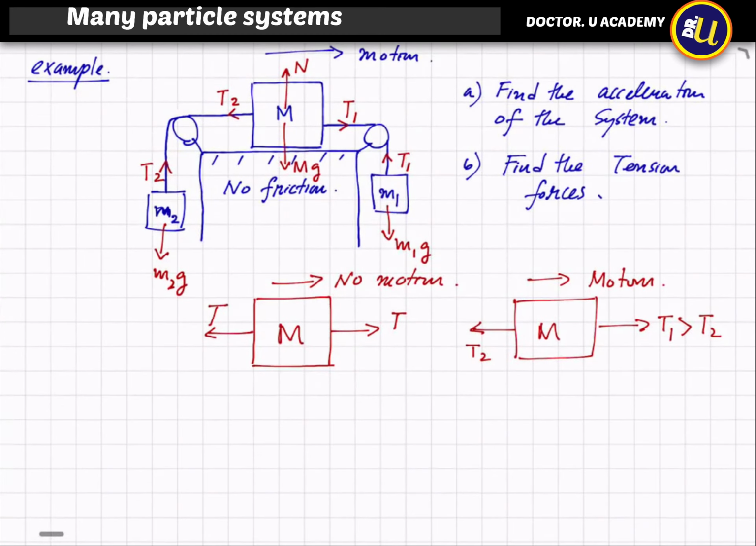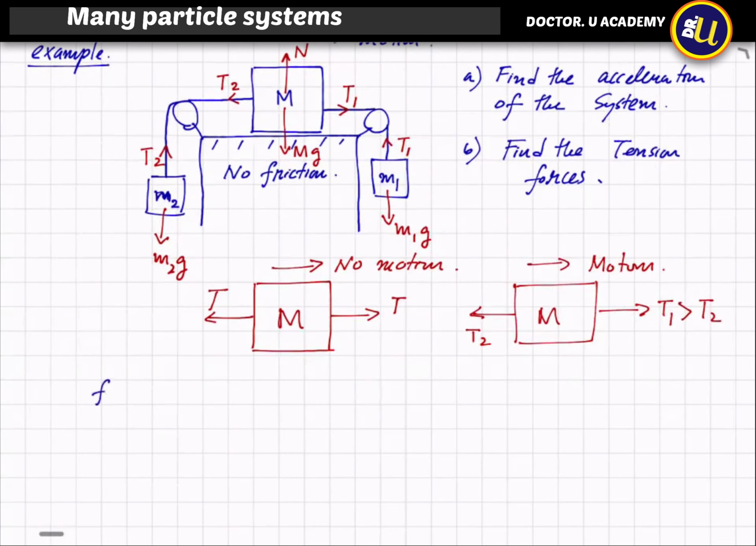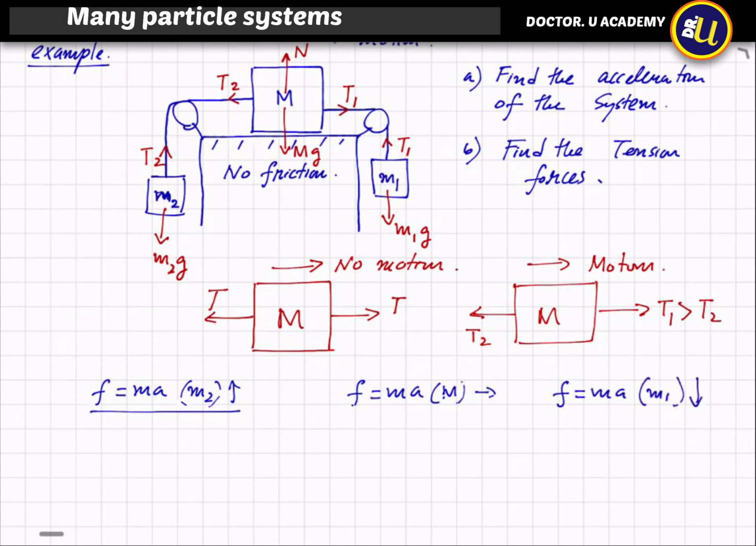Now what I will do, I will use F equals MA individually. So here I am going to use F equals MA on the M2 object vertically up. Then second one, F equals MA horizontally for capital M. Then F equals MA on M1 vertically down. So F equals MA on M2 up. That means T2 should be greater than M2G. So T2 minus M2G is equal to M2A.